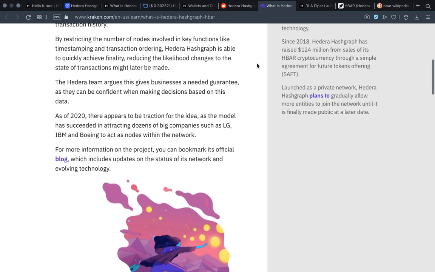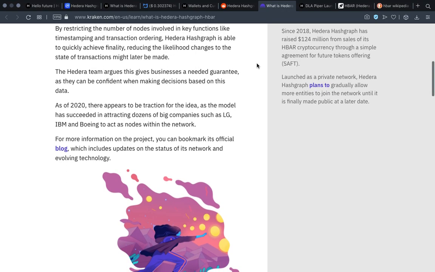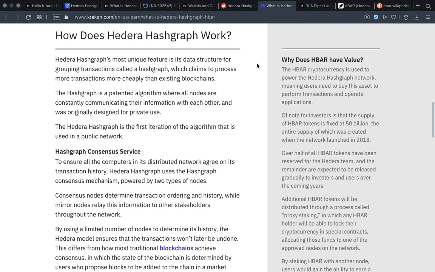The Hedera team argues this gives businesses a needed guarantee, as they can be confident when making decisions based on this data. As of 2020, there appears to be traction for the idea, as the model has succeeded in attracting dozens of big companies such as LG, IBM, and Boeing to act as nodes within the network.